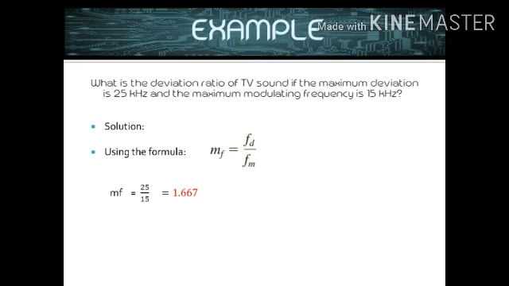Now for the solution, using the formula MF is equals to FD over FM, or modulating frequency is equals to frequency deviation over modulating frequency. Substituting the FD and FM, we will get 25 over 15 kilohertz, and that will be 1.667. That's the final answer.